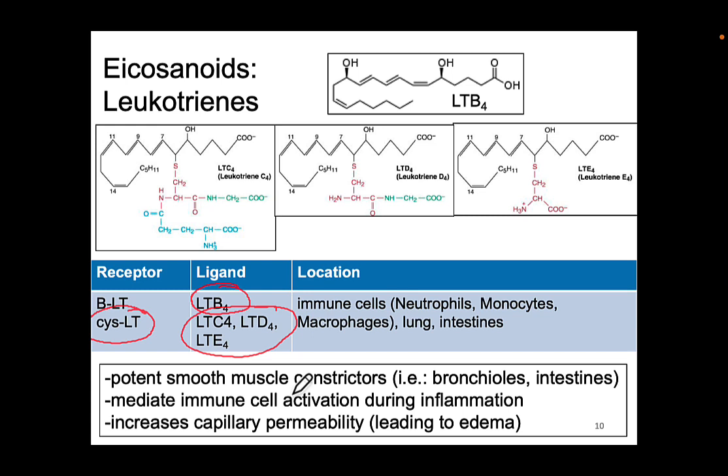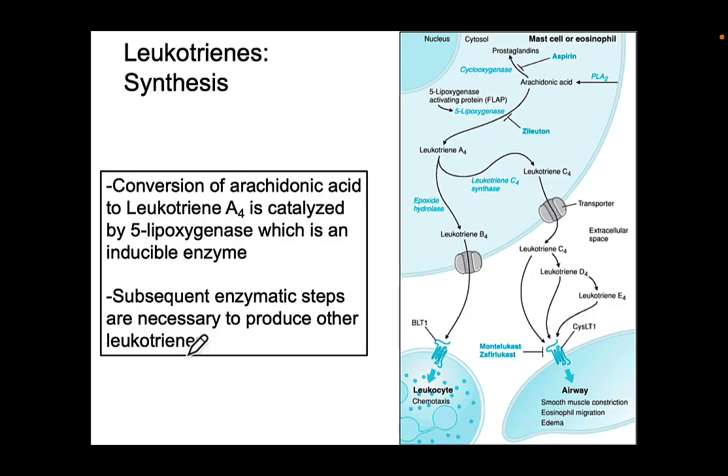Let's take a look at this in more detail with a specific example in the next slide. So if we start off on the upper right-hand corner, we can see that the first step in leukotriene synthesis is identical to that for the prostaglandins and thromboxanes, and that's the liberation of arachidonic acid from the plasma membrane through the actions of phospholipase A2. However, the subsequent biosynthetic steps are distinct for the leukotrienes.